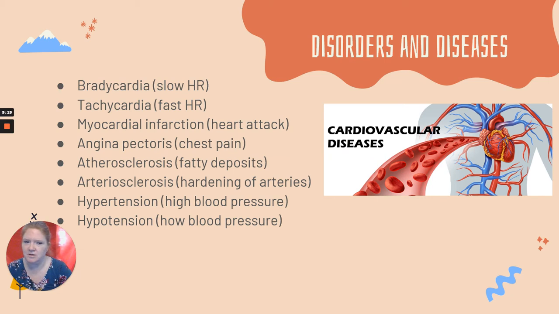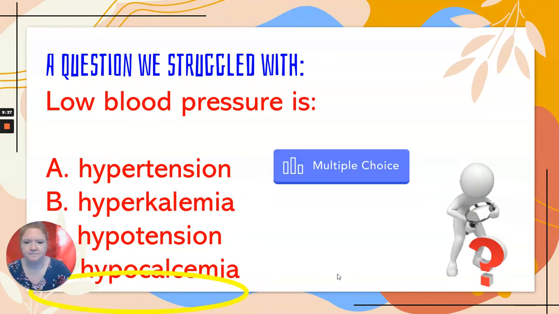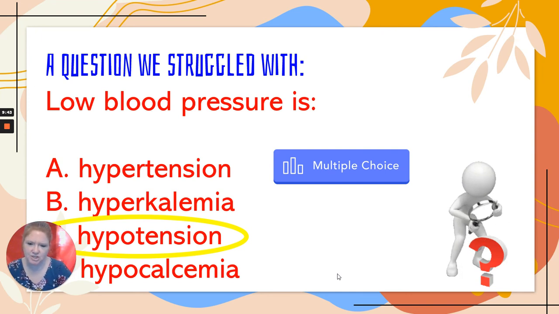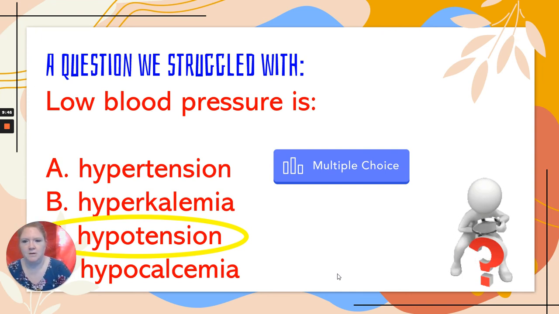So remember I told you years ago to a student who said they thought of their father was fat, so ather looks like father if you put an F there. That's the fatty deposits. And then hypertension, high blood pressure; hypotension, low blood pressure. So question we struggled with: low blood pressure, again, that is hypotension.